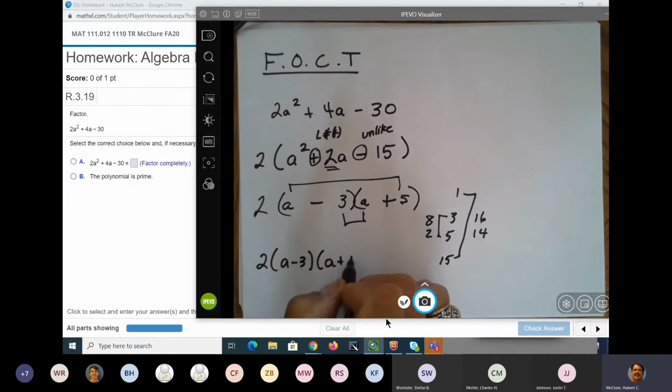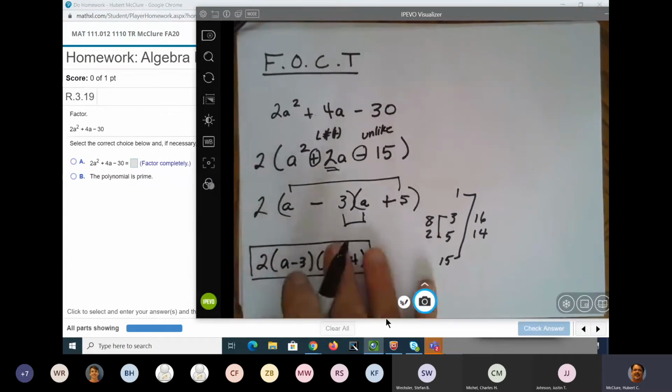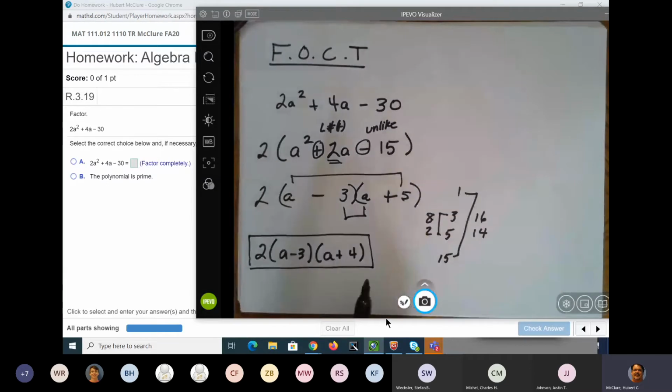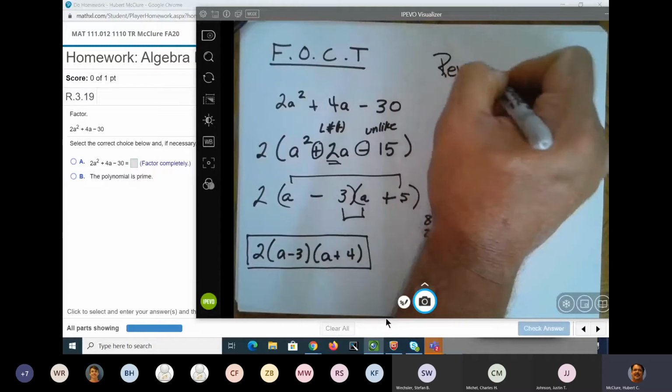And I will tell you right now that out of all the things that students struggle with on the review, this is the number one thing: the reverse FOIL method.